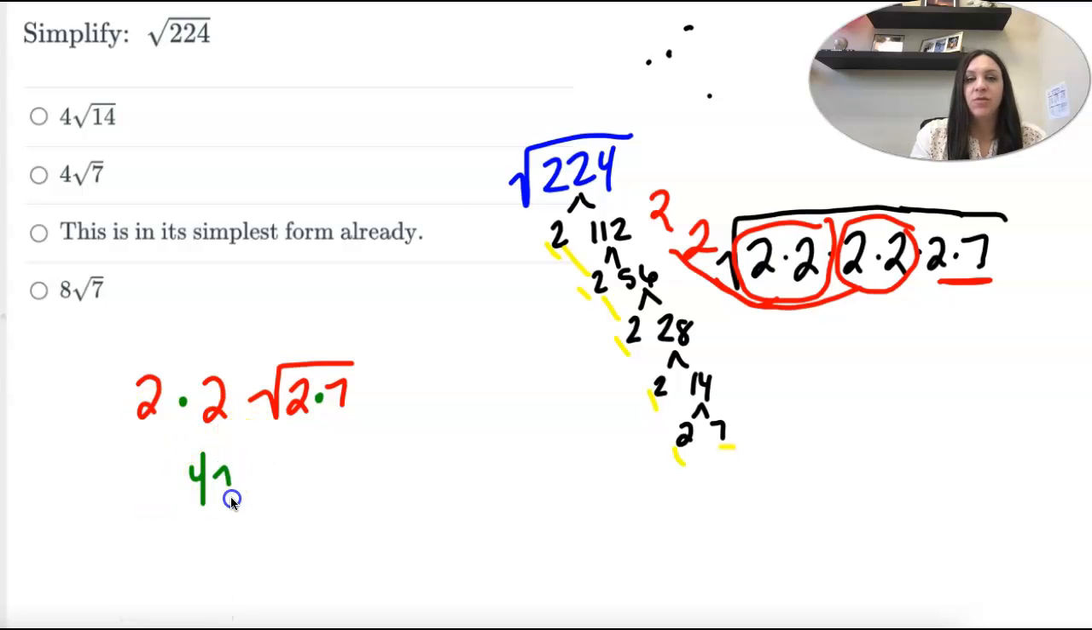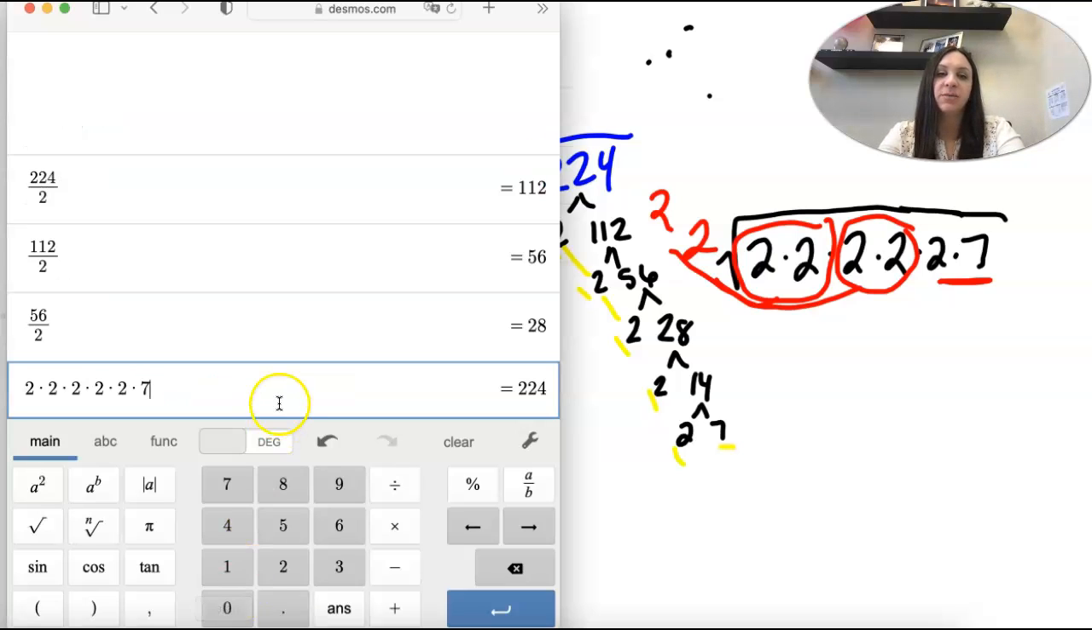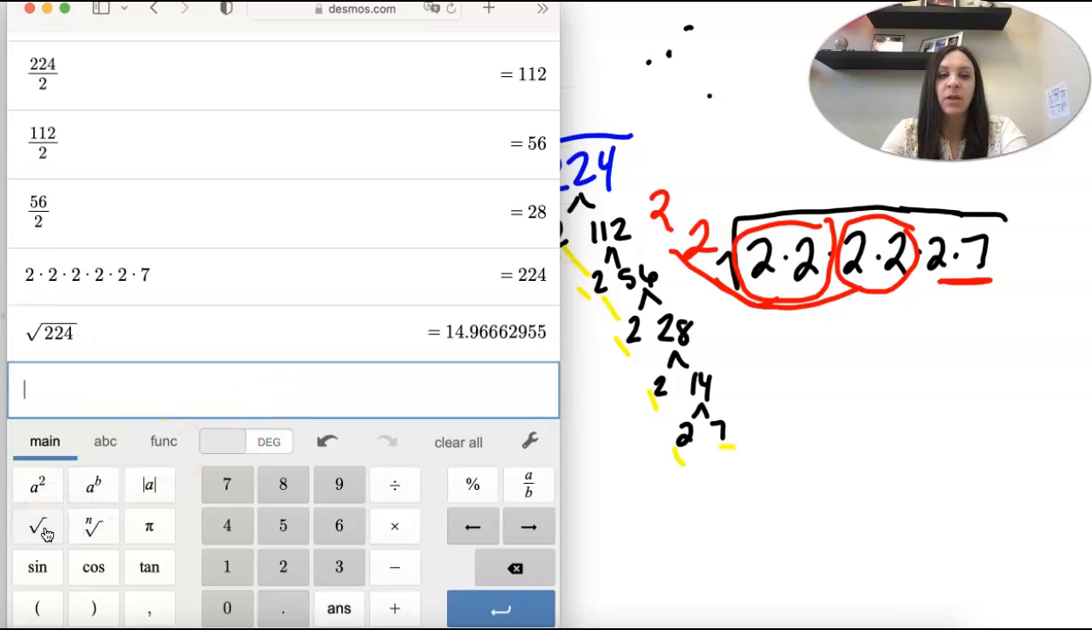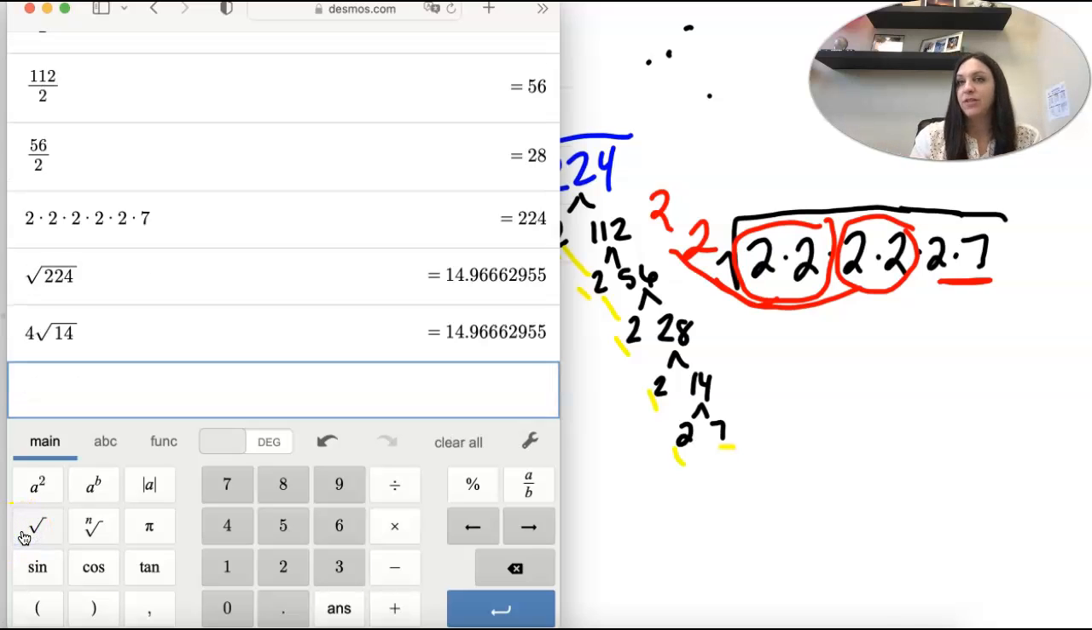2 times 2 is 4, 2 times 7 is 14, and you can always check your answer by putting them in the calculator. They should be the same number. So that's right.